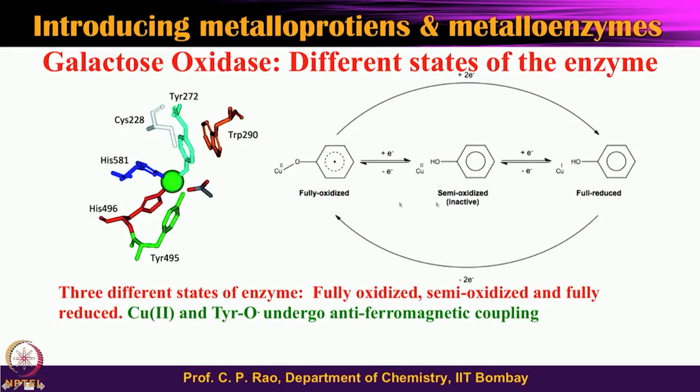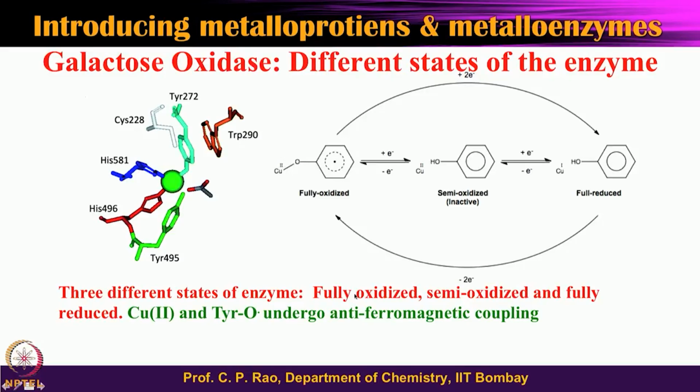So, fully oxidized, semi oxidized or semi reduced, either way is one and the same, and then fully reduced. And this protein going from here to here is a 2 electron reduction. Then it should get back to the original, that is the 2 electron oxidation. So, this kind of 2 electron oxidation means it gives away 2 electrons. When it gives away 2 electrons, what will happen to these 2 electrons? These 2 electrons are taken by the O2, and that O2 will become O2 2 minus, and with the presence of 2 protons it will become H2O2.